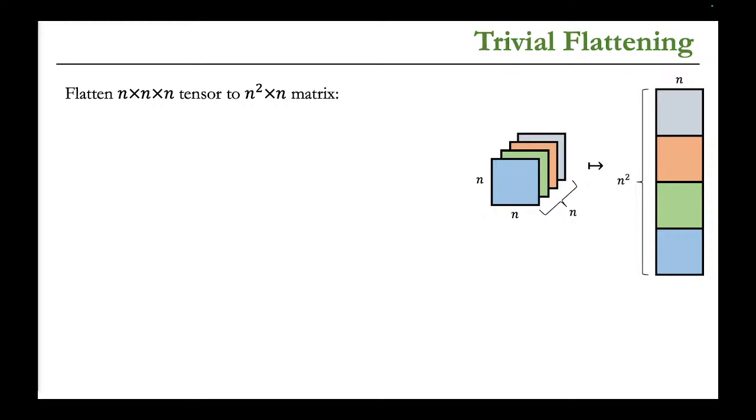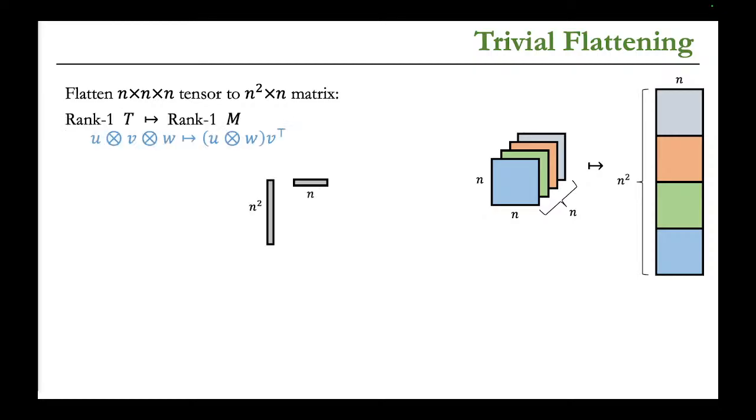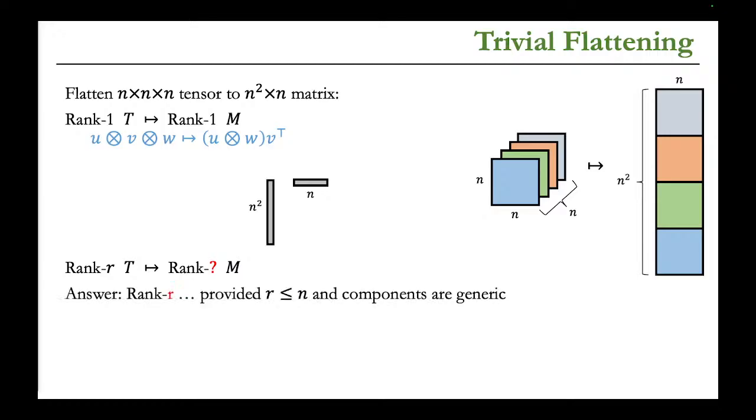Okay. So here is a way to transform an n by n by n tensor to a matrix, which is to merge two of the modes and think of it as a matrix. That's what I'm going to call the trivial flattening. You can easily see that a rank 1 tensor goes to a rank 1 matrix. And if I take a rank R tensor and apply this trivial flattening to it, you won't be too surprised, and it's not difficult to prove, that rank R tensors go to rank R matrices as long as R is at most n and the components are generic. So this basically solves rank detection for R at most n.